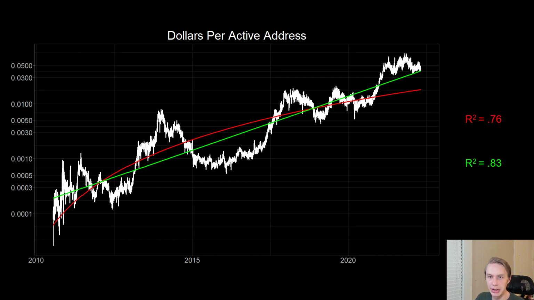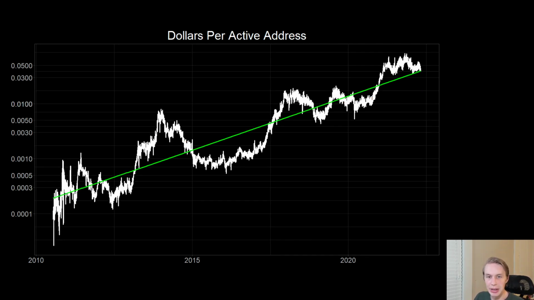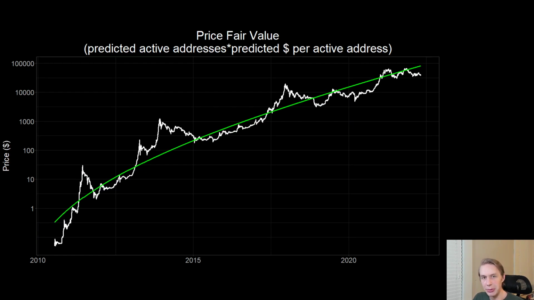Essentially what I'm talking about here is we take this predicted value, this red line, of the number of active addresses on the network, this fair number being the first component, and then we take this fair number of dollars per active address, this green line, and if we just multiply those two things together, we can come up with a different way of estimating fair value price for Bitcoin.